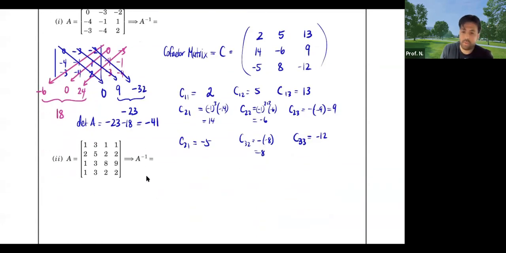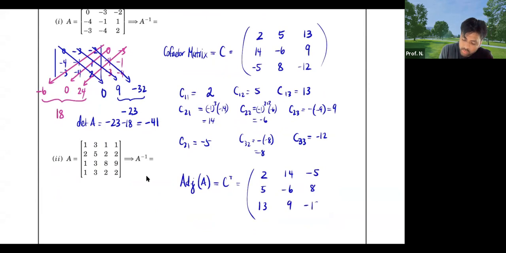Great. Wow. Okay. And so what's the adjoint of the matrix A? It's just the transpose of the cofactor matrix. So this would be 2, 14, -5. This would be 5, -6, 8. And this would be 13, 9, -12.